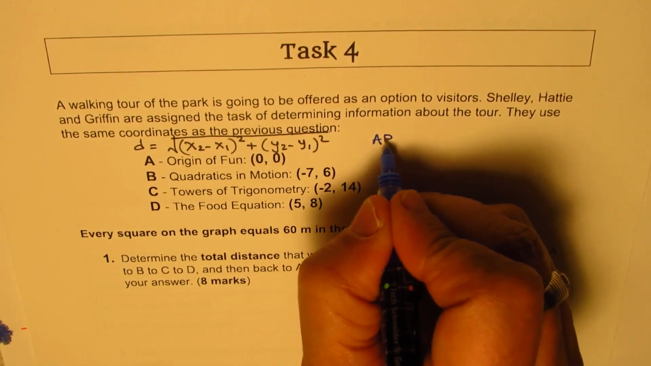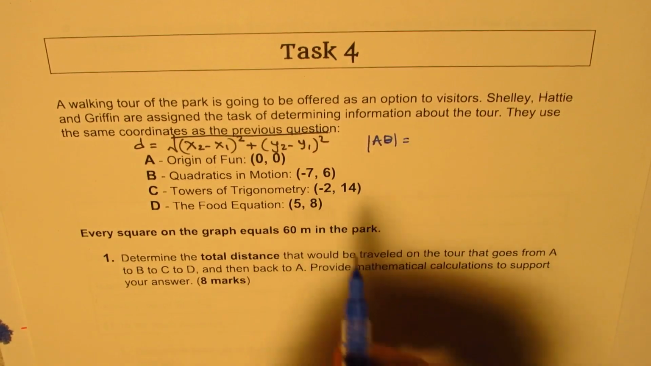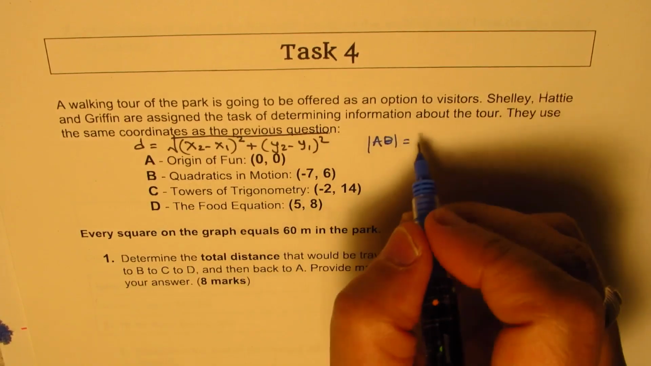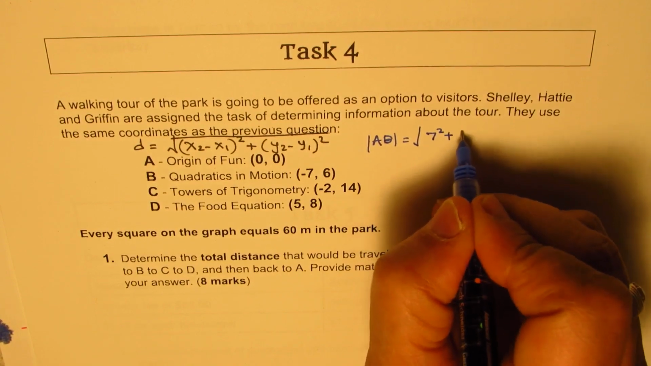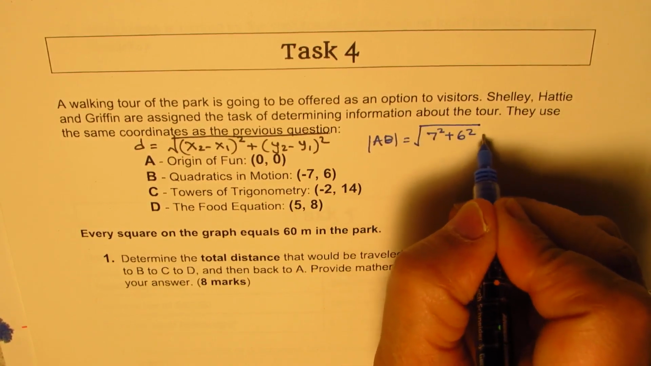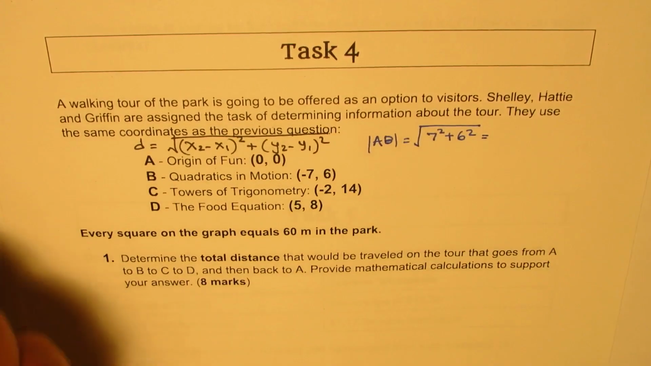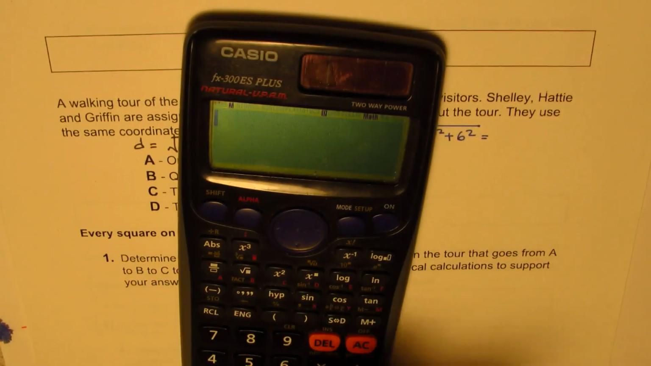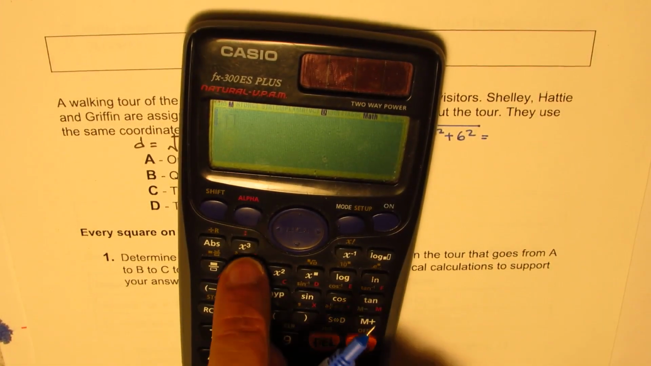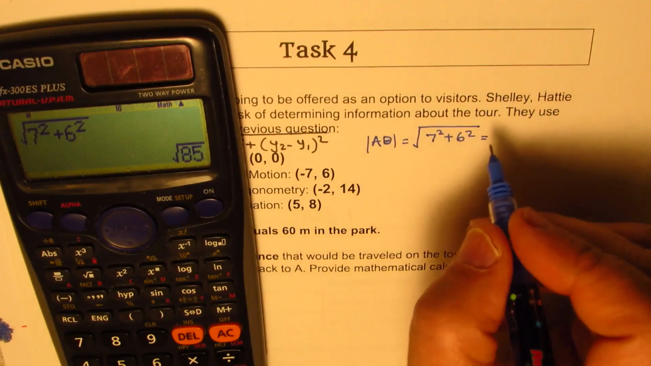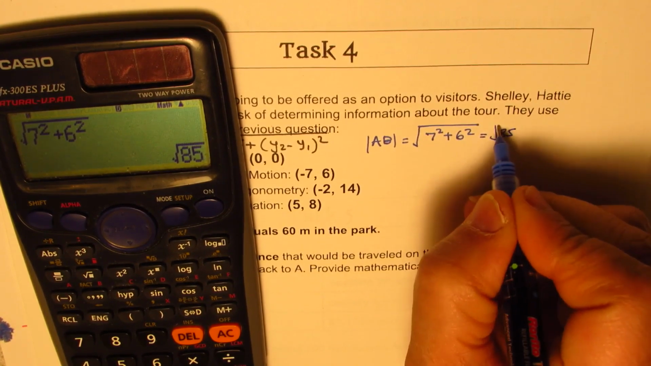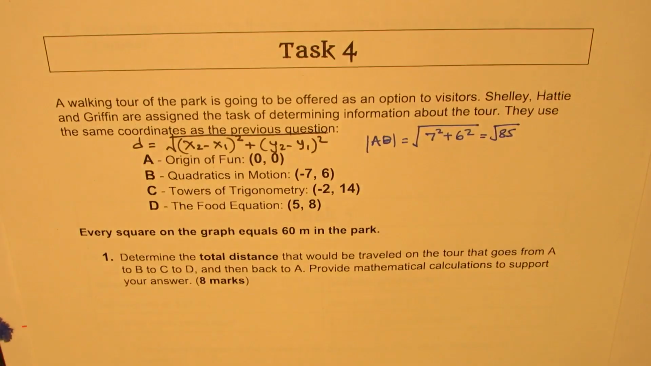So from A to B, this distance is equal to basically the square root of this square over that square. So that is 7 square, 6 square, right? We can use a calculator actually. So let's do square root of 7 square plus 6 square, which is square root of 85. Let me write down square root of 85 for the time being.